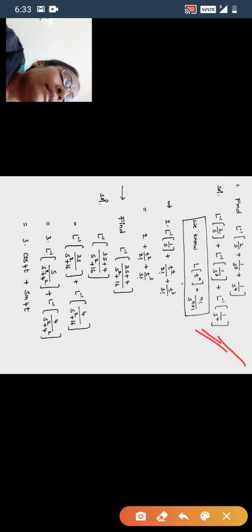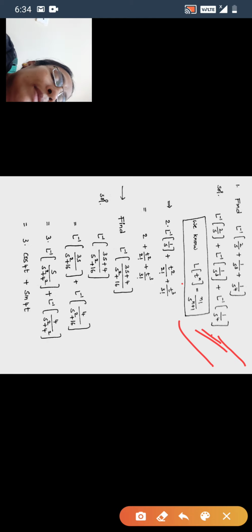So by applying this formula, L of t power n equal to n factorial by s power n plus 1, we are able to write these inverse Laplace transforms as 2 times L inverse 1 by s, which simply gives 1, so 2 into 1, 2. So the answer is 2 plus t square by 2 factorial plus t cube by 3 factorial.